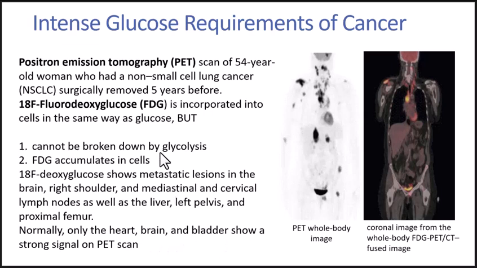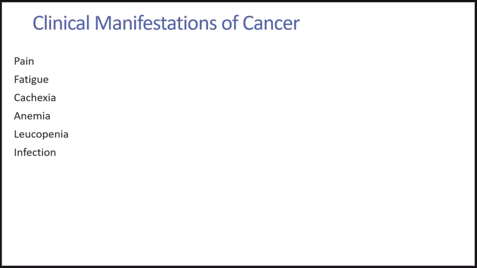But what we can see has happened here is that it's lit up in many different areas: the right shoulder, the mediastinal region, the cervical region, the liver, and the left part of the pelvis, the proximal femur. And this is a method, injection of FDG and then having a PET scan, to help determine if cancer has metastasized. And of course, in that case, it has, unfortunately, quite a bit.